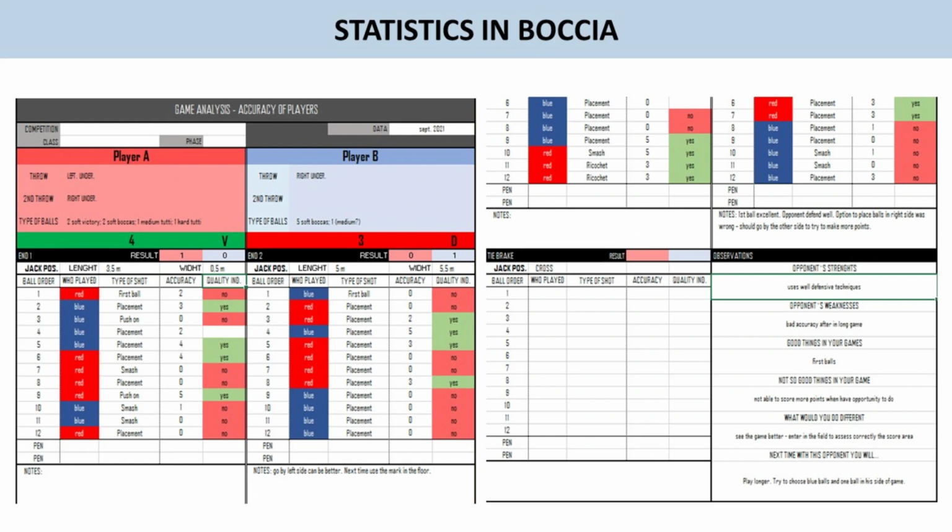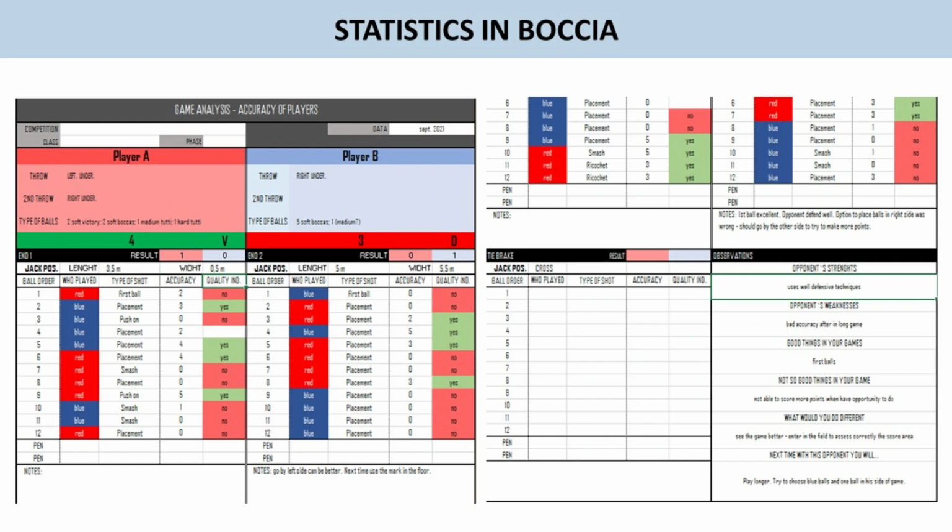the order of the balls, and during the game you will put who will play, the type of shot that they play, the accuracy of the shot, and the quality of the shot. And with that information, we put the length and the width of the jack ball, and during the game we will have all the information. Immediately after the game, we have the information that we want.